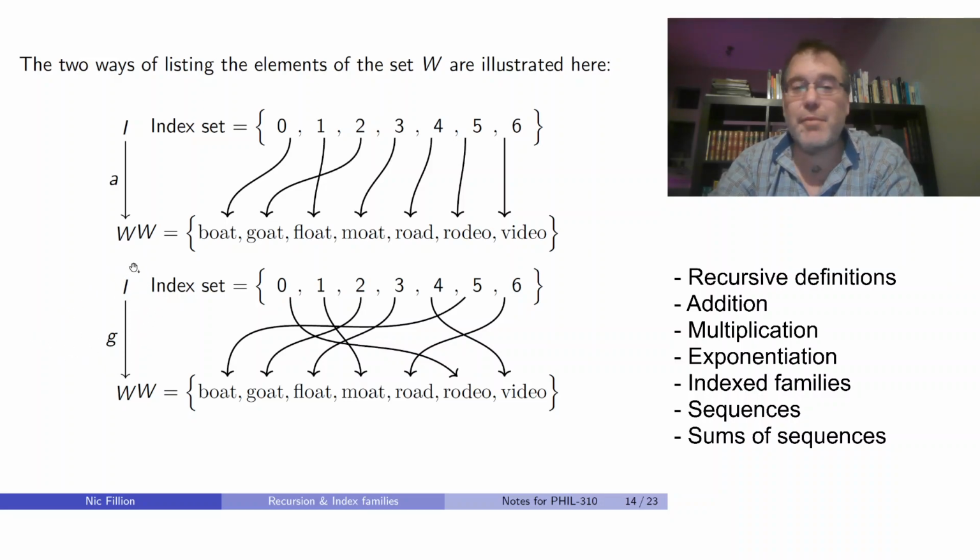Now, if we use the second listing, we again have the same index set. Why? Because the number of elements hasn't changed. We have the same codomain, W, the set of words, but now they will be listed in a different order, and that might be new to you. The least frequent word on that list is rodeo, by quite a margin, actually. Then moat, goat, float, video, boat, and road. Road is the most frequent word on that list by a big margin, actually.